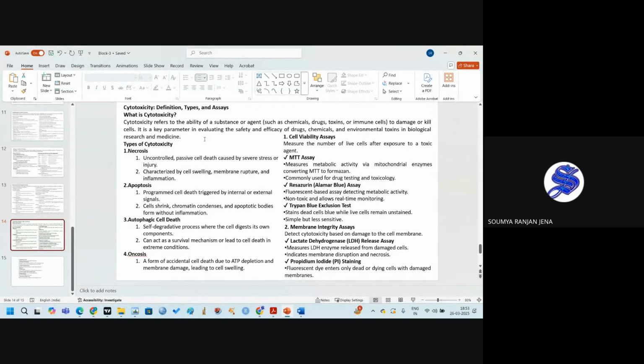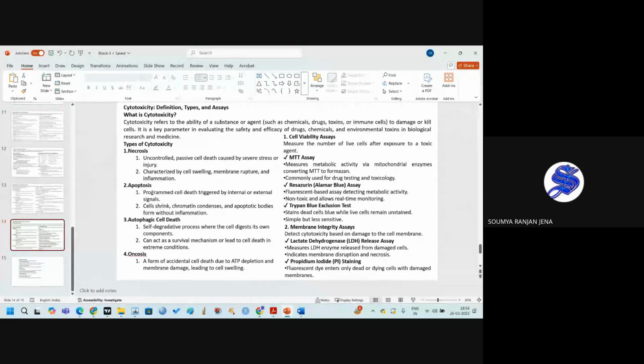If we go to the different cytotoxic processes, one is necrosis, which is uncontrolled, passive cell death caused by severe stress or injury, like pus formation at a wound area. That is called necrosis. If you put that drug and the drug is doing that, it is necrotic death. It is characterized by cell swelling, membrane rupture, and inflammation.